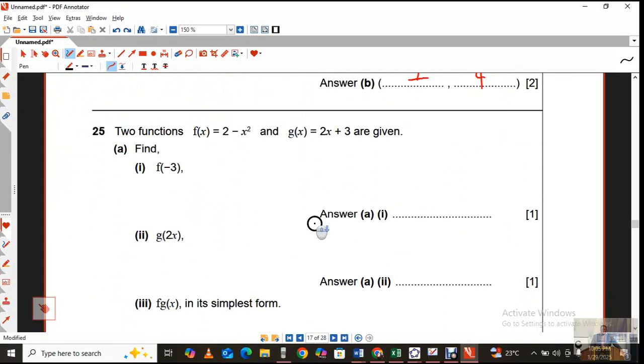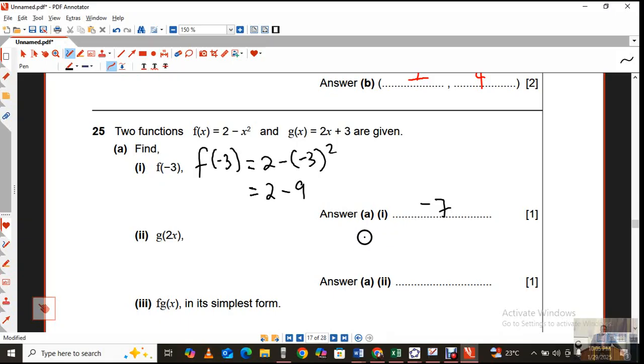Good. Let's come to question 25. So you have got functions. You have got function f, and they say find f of negative 3. That means in function f, where you have x, you replace it with negative 3. So this is nothing but 2 minus 9, and if you do that, you get negative 7 as an answer.